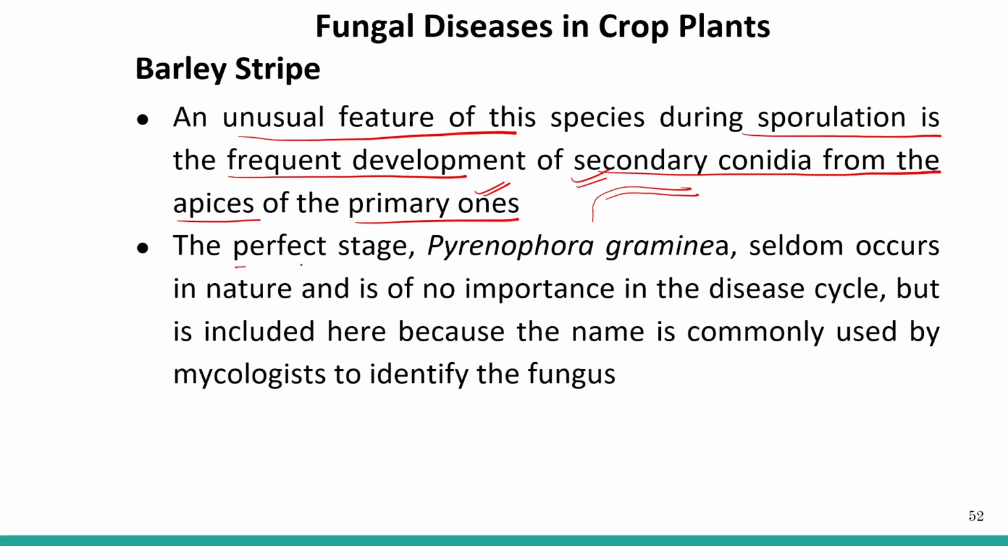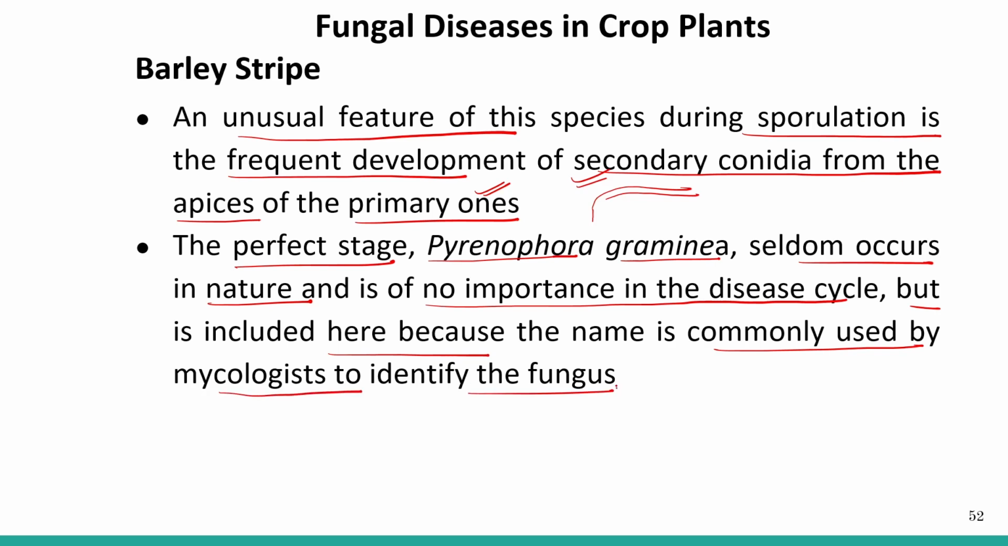The perfect stage, that is Pyrenophora graminea, seldom occurs in nature, and it is of no importance in the disease cycle, but is included here because the name is commonly used by mycologists to identify the fungus. So this is the perfect stage. Perfect stage means this is the organism, this is the fungus in which the sexual reproduction has been reported. So that shows the perfect stage.